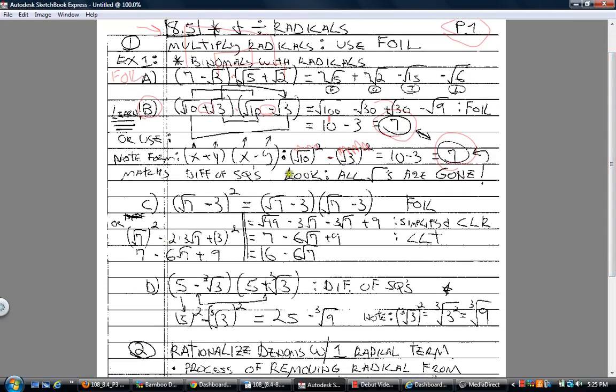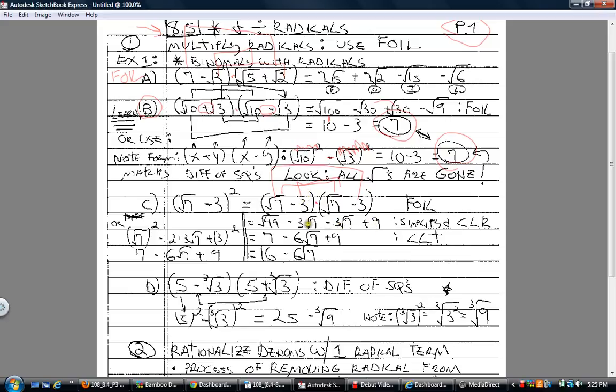Okay, now I'm looking at example C here. And I'm going, oh, they took a binomial and they squared it. Okay, what you could do is expand that out, use FOIL, and go through FOIL, and you guys can kind of get the gist of this. Here's your first, there's 49. Here's your outer, 3 times the square root of 7. Inner is negative 3 times the square root of 7. And finally, negative 3 times negative 3 would be a plus 9.